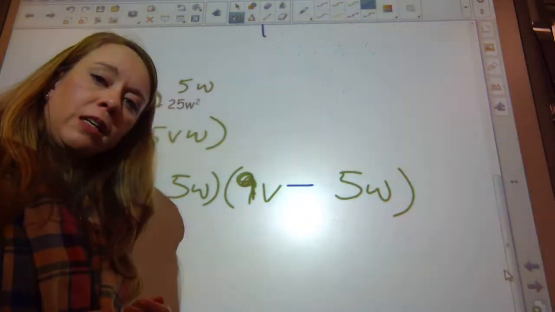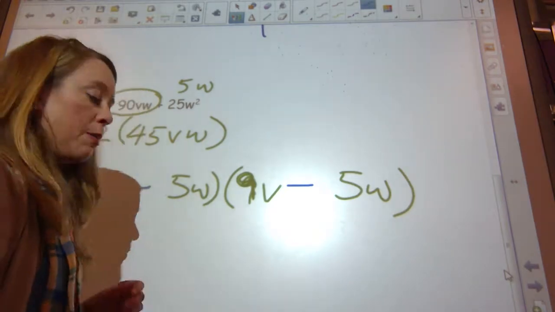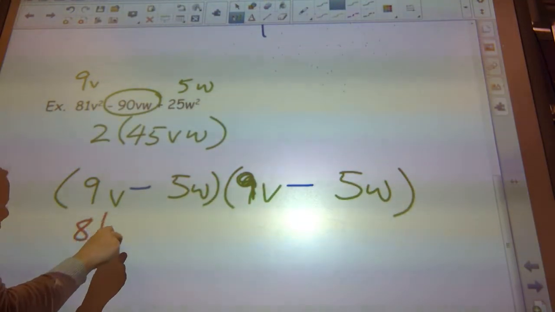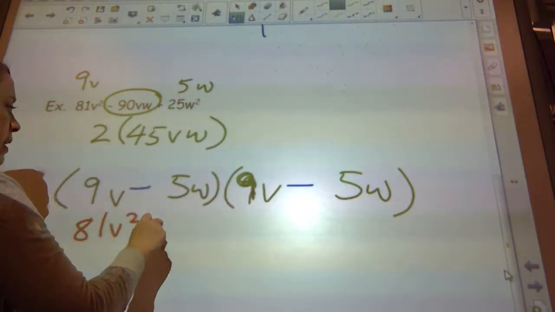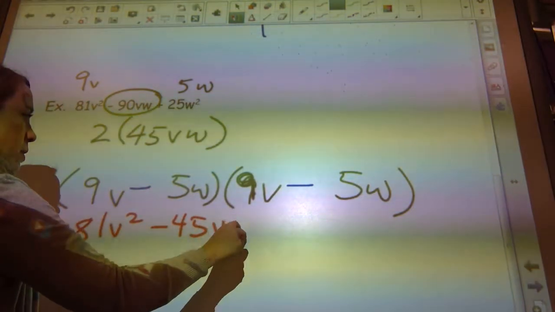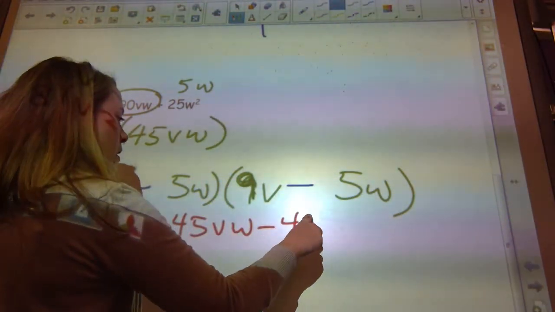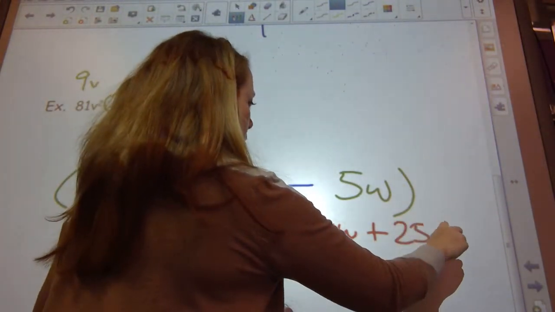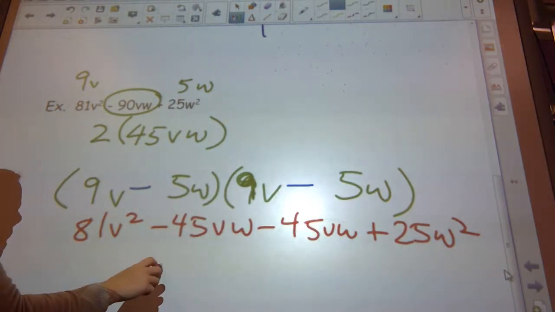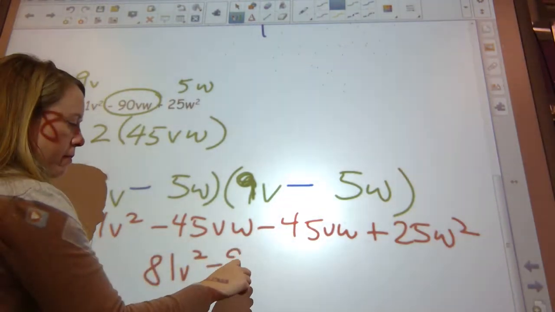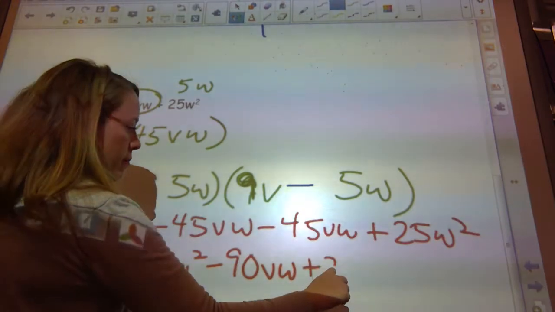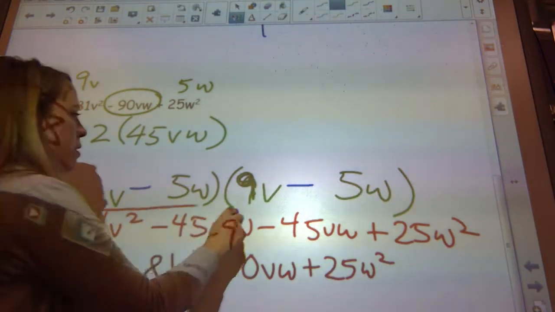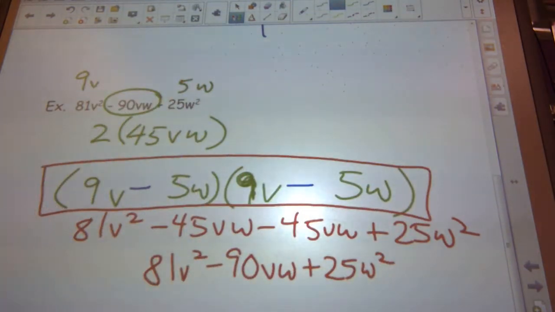So let me just double check and go ahead and FOIL it and make sure it comes out the same. So 9b times 9b, 81b squared. My outer ones, I get negative 45bw. My inner ones, negative 45bw. And my last ones, 25w squared. If I combine my like terms, that does come out correct. So this is my correct factorization of my trinomial.